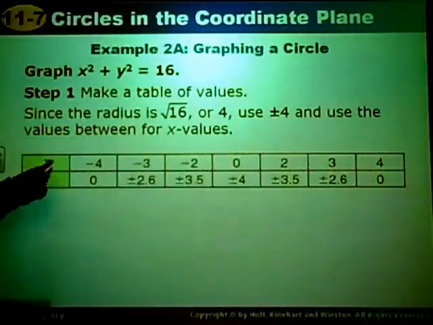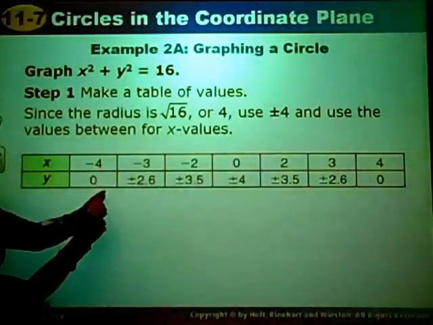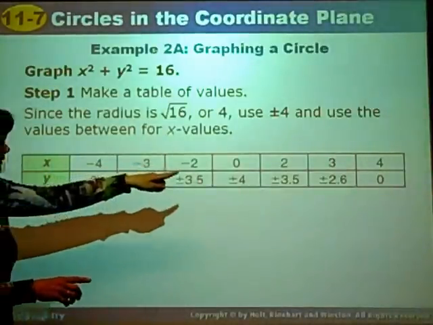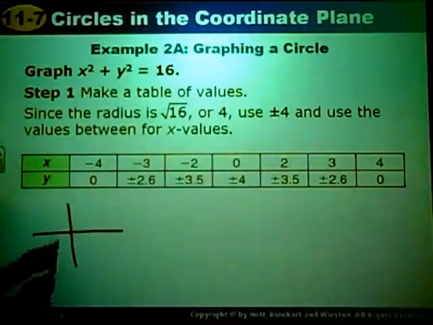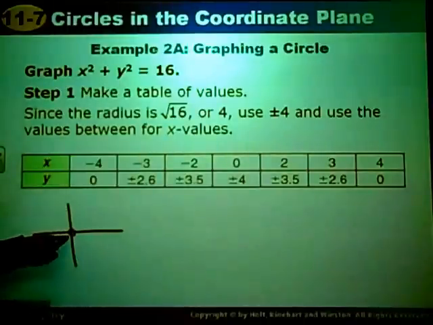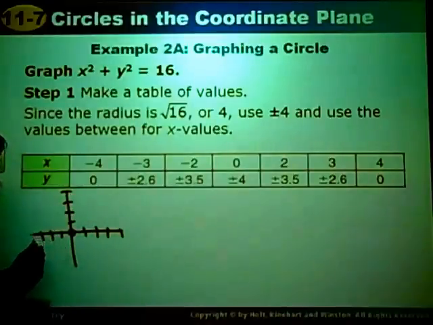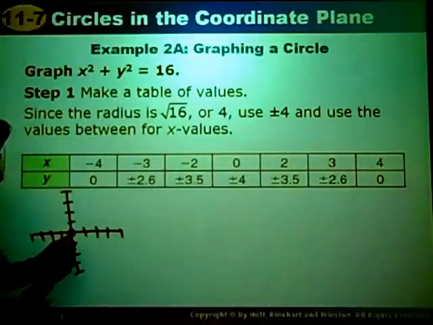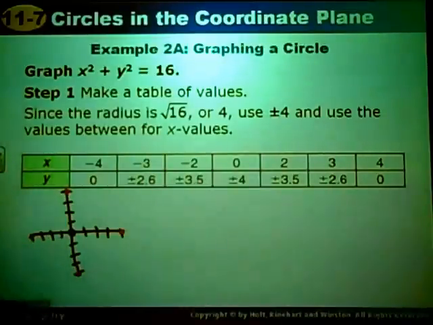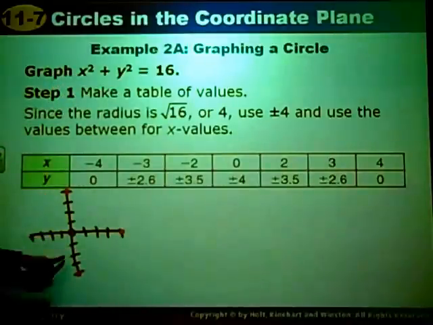And the values that I would make on a table, I would think negative 4, if x is negative 4 and positive 4. So I'm going to show you on a graph. I would think from 0, if the radius is 4, I'm going to go from my center, 4 to the right, 4 to the left, 4 up, 4 down. You can make that table of values by just putting in some numbers for x and finding the y, but this is kind of the easiest way.